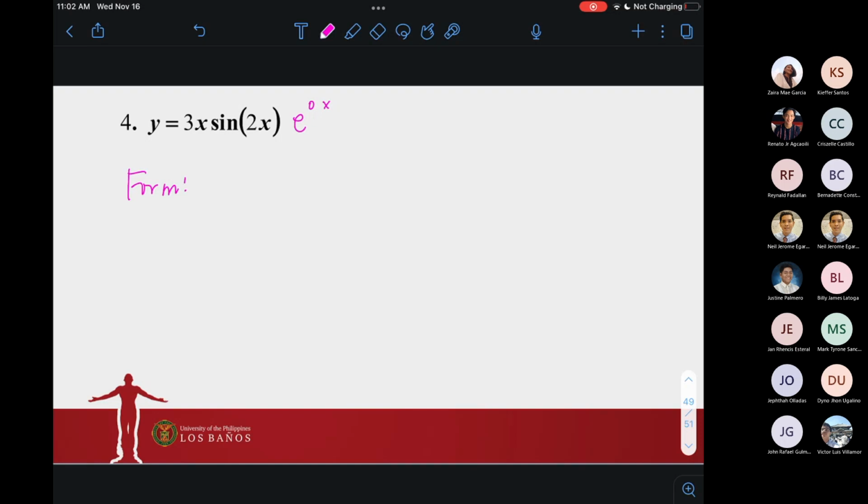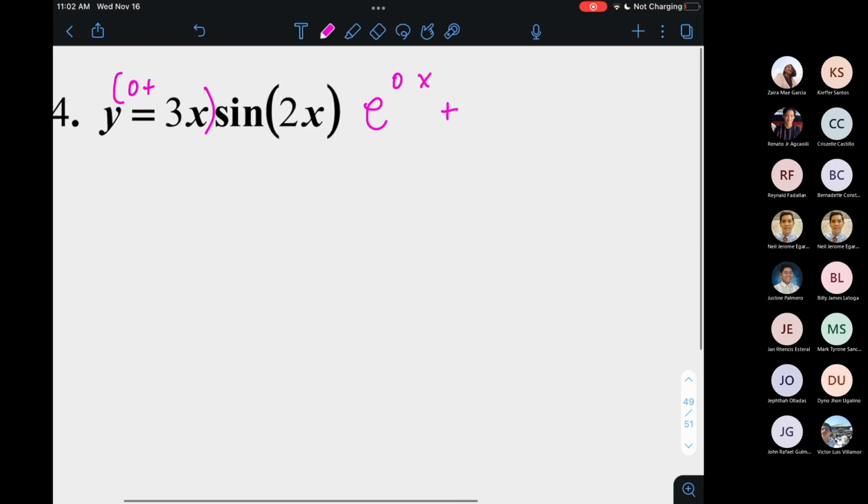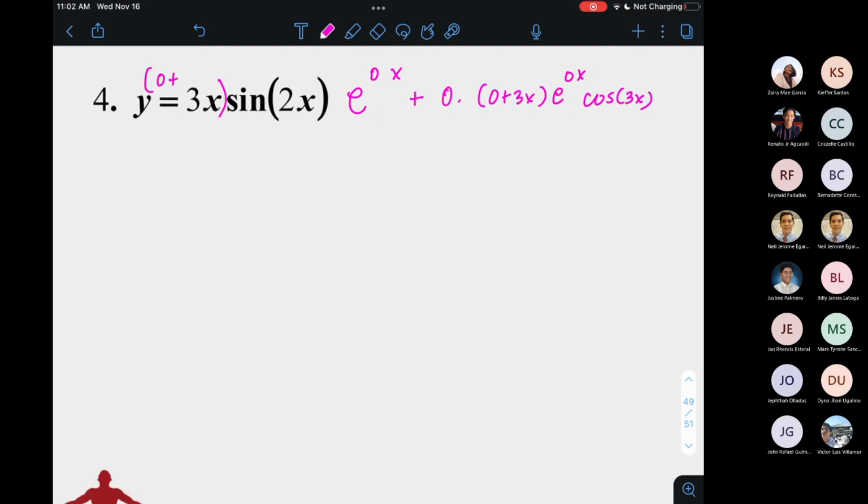Okay. Tapos hindi ko na pala ito kailangan. Dito ko na lang siya isulat. Tapos ito, pwede ko itong isulat na 0 plus 3x. Alright? So magkakaroon din ako dito ng plus 0 times 0 plus 3x times e to the 0x times cosine 3x. Alright? Si 0 yung arbitrary constant na gusto ko. Gusto ko lang siya mag-0. Tapos ito, kinopya ko lang para magkaroon din ng linear multiplier. Okay? Tapos e to the 0x, that is just equal to 1.